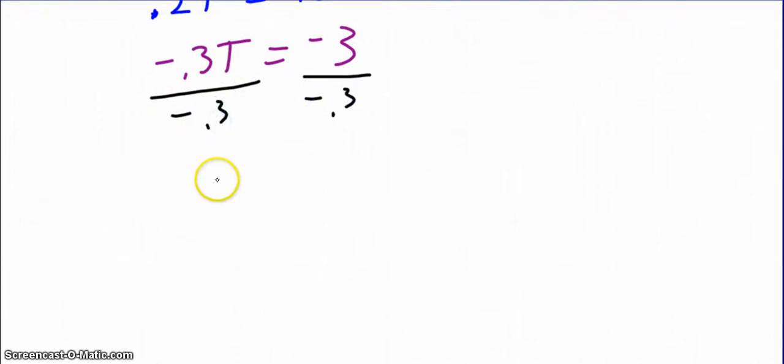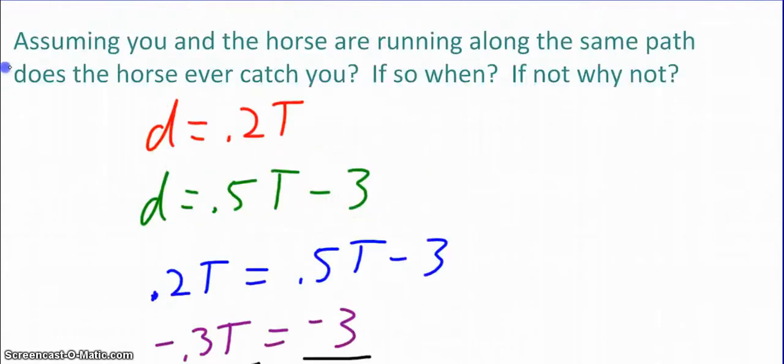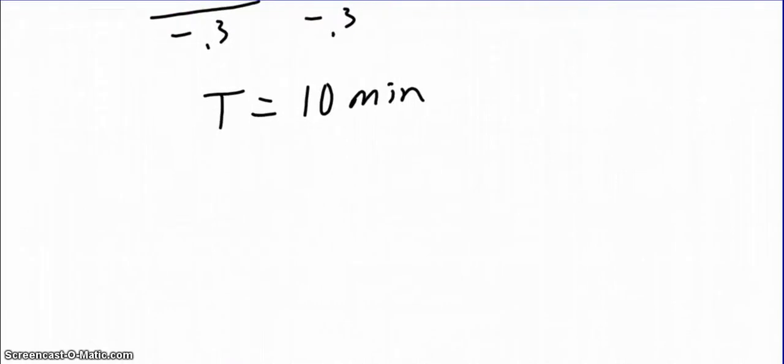And so we end up with t equals 10 minutes. So, assuming you and the horse are running along the same path, does the horse ever catch you? Yes, the horse does catch us, because we got an answer.